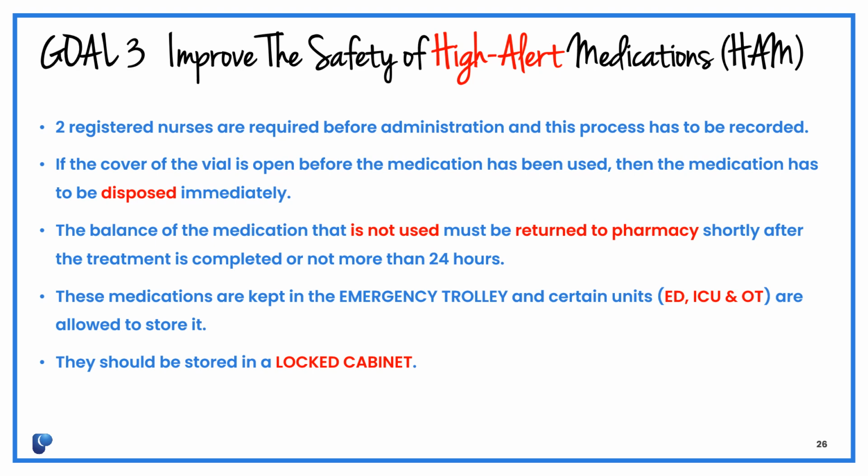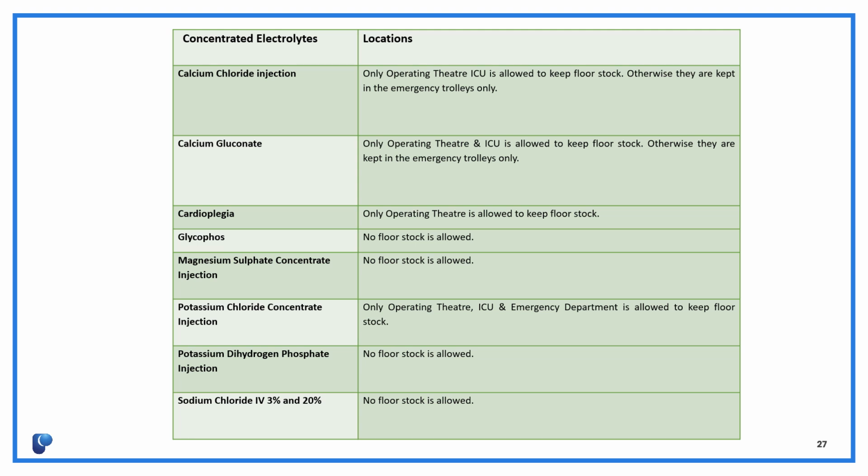Unopened medications need to be kept in the emergency trolley, and certain units such as the emergency department, ICU, and OT are allowed to store them in a locked cabinet. So here is an example of where concentrated electrolytes can be found. This list is not conclusive and may change from time to time, but it's just an overview of areas such as the OT and ICU that are allowed to keep concentrated electrolytes such as calcium chloride and calcium gluconate, along with potassium chloride.